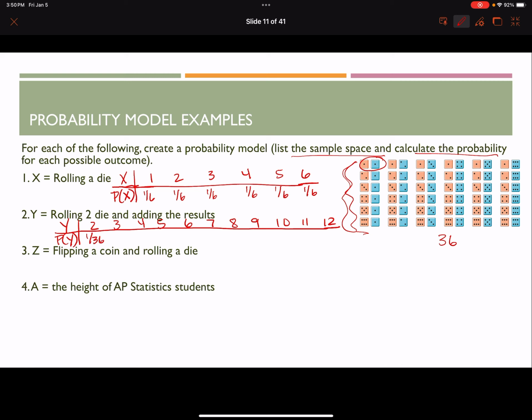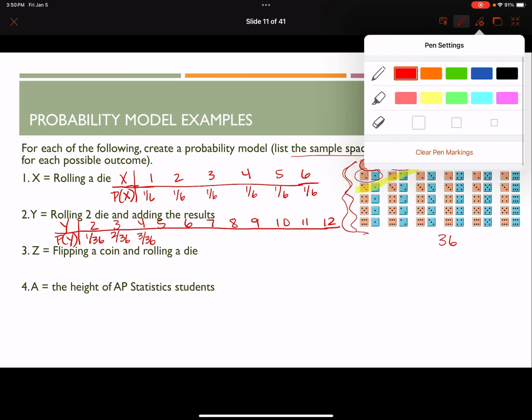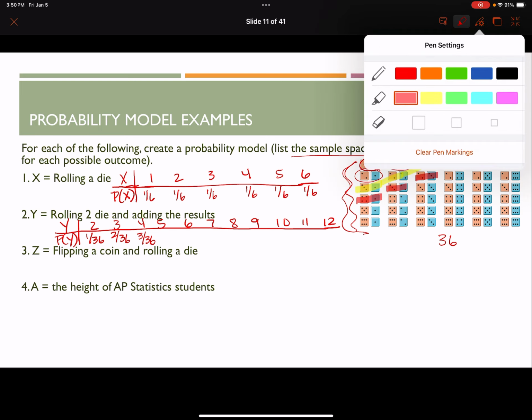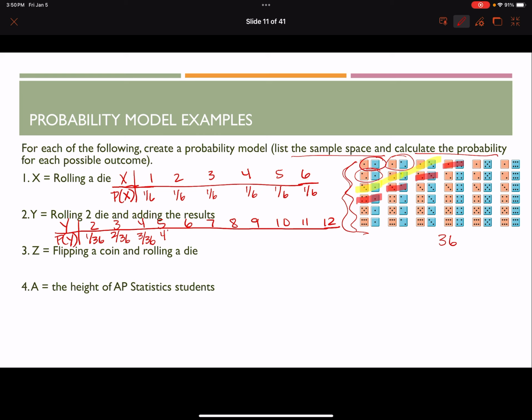A sum of a 3. So that would be like this one and this one, right? So that's 2 out of 36. And you can reduce these fractions just for the sake of time. I'm not going to. The sum of a 4. Here, here, and here. Those are your sums of a 4, right? So 3 out of 36. Now I want the sum of a 5. So these give you a 5, 5, 5, 5, right? So that's 4 out of 36.